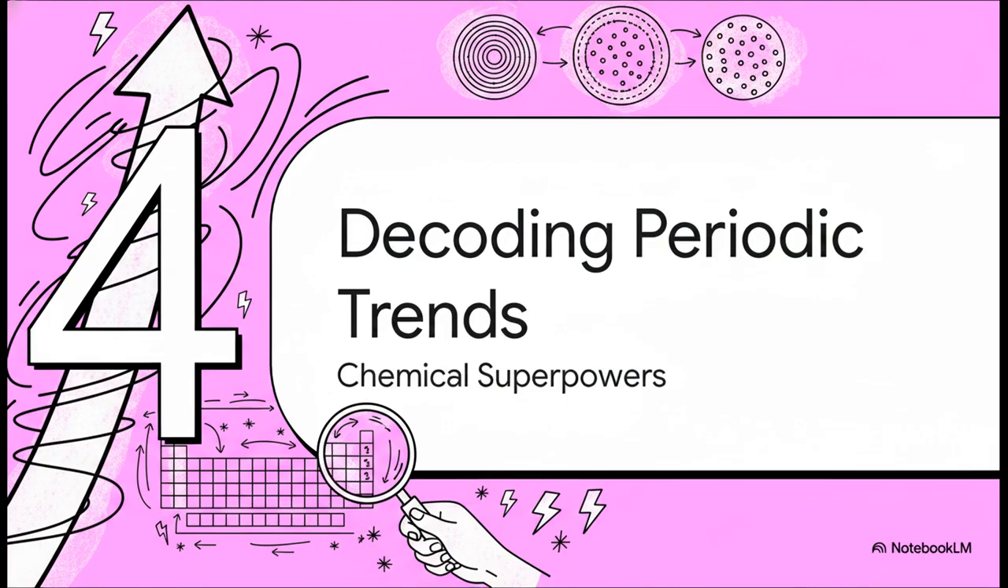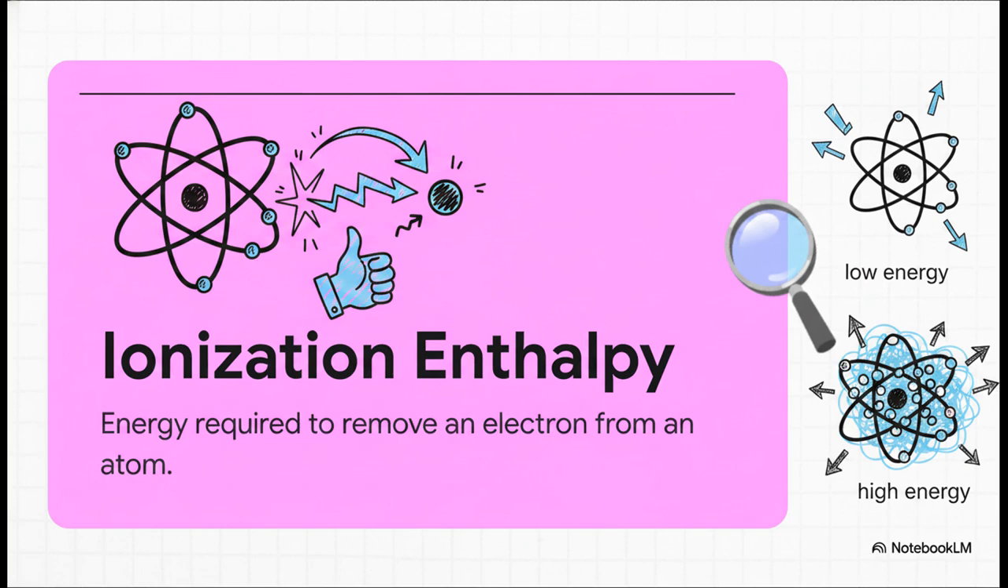Section 4. Decoding periodic trends. Your chemical superpowers. All right, this is where you finally gain the ability to read the table's hidden patterns.